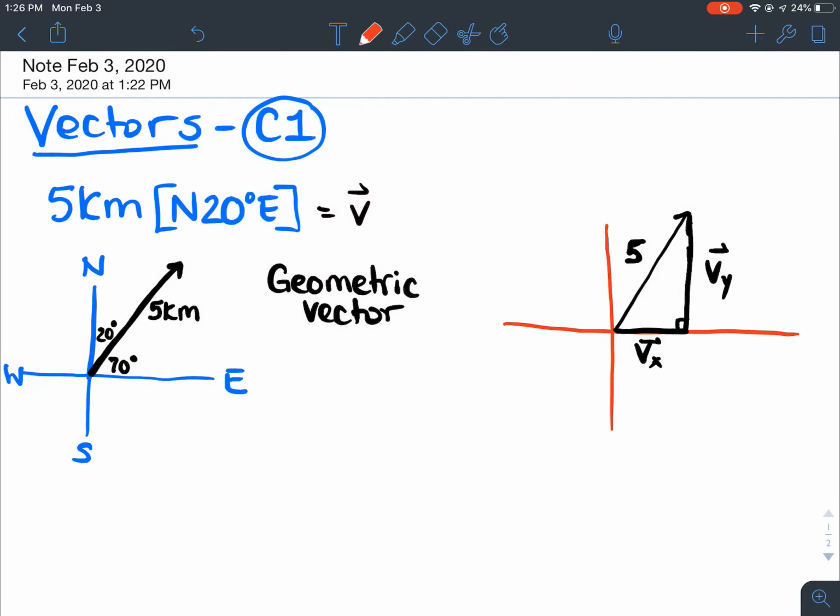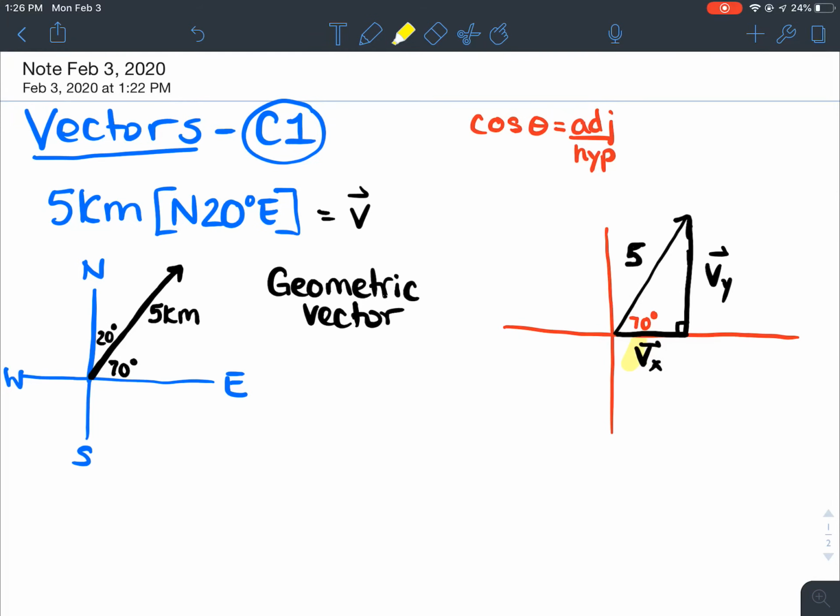Now I know that this angle in here is 70 degrees, so I'm going to use that to help me. To find the x component, I'm going to use cos, because, just to remind you, cos theta is equal to the adjacent side over the hypotenuse. So if we're finding x, this is my adjacent side and this is my hypotenuse, in reference to this 70-degree angle here.